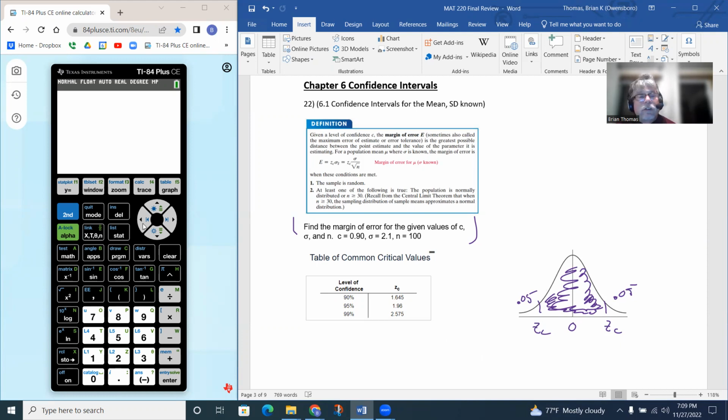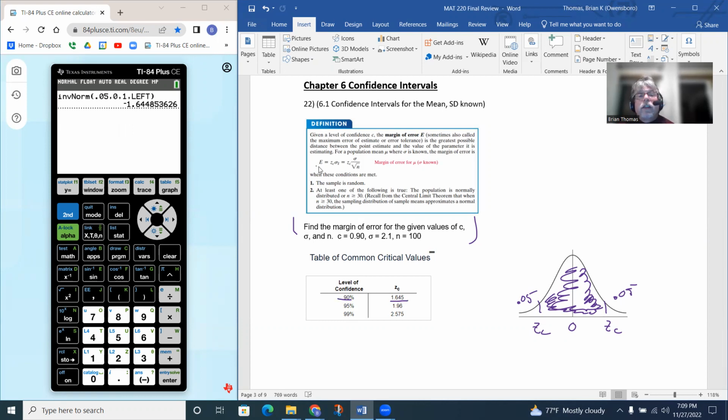So if I was using my calculator, if I hit second distribution, number 3, and I do the area of the curve of 0.05 left, this will give me my critical value of 1.645. Also, they're going to be giving you a table. So at 90%, we're going to be given this 1.645. So actually, we don't have to do that math this time. It's actually given to us.